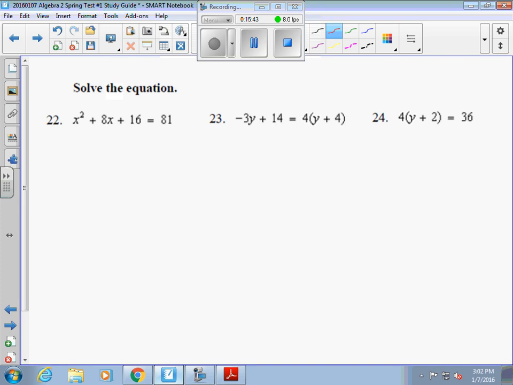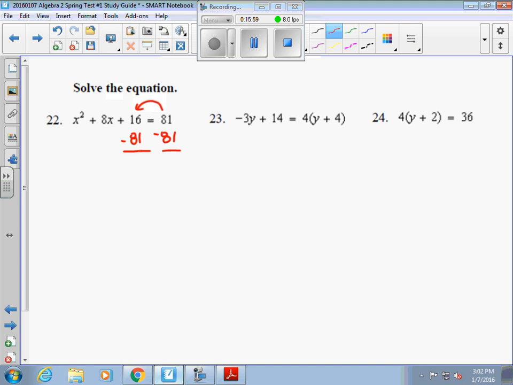In order to do this, you need to make it equal to 0. So when we move 81 over, it's positive, so we need to subtract it. When you subtract it on the right, subtract it on the left. Positive 16 and negative 81 are on opposite sides, so you need to subtract them.